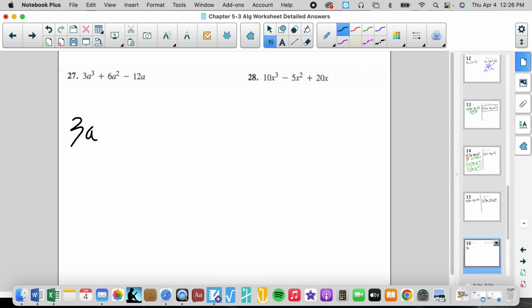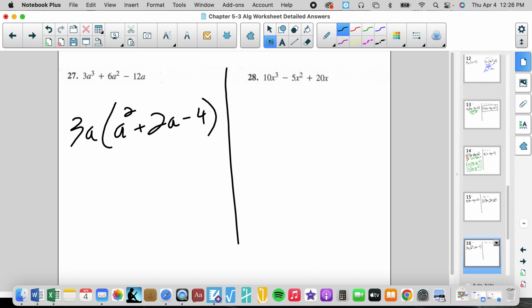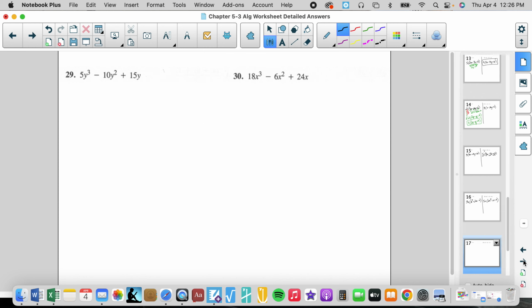So we can take out a 3a. That leaves us with a squared plus 2a minus 4. 10x cubed minus 5x squared plus 20x. We can take out a 5x. That's 2x squared minus x plus 4. That's a nice little tricky one. 5x goes into negative 5x, negative x times. We have 5y. That gives us y squared minus 2y plus 3.